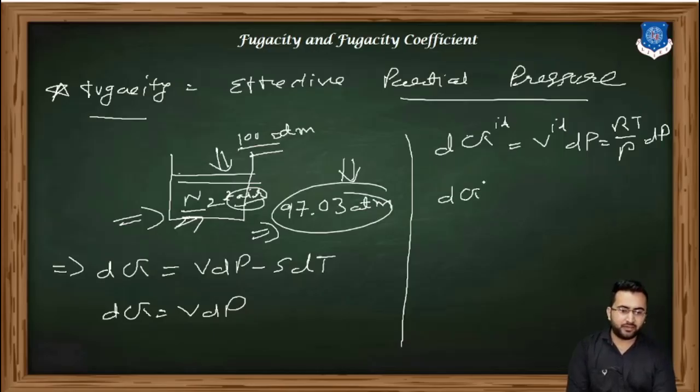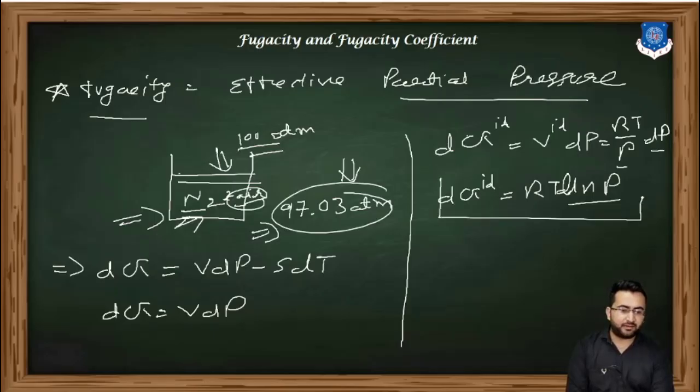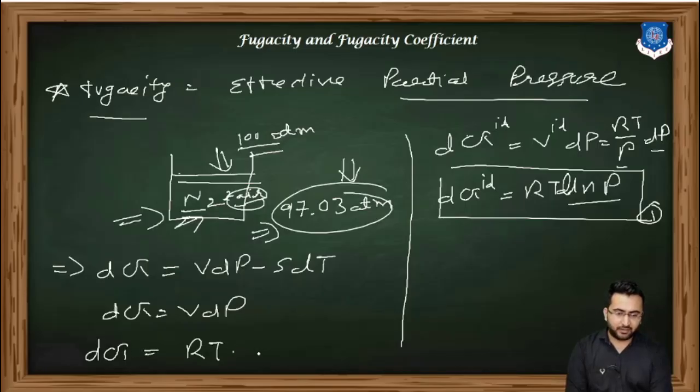So dG ideal is equal to RT into dP upon P, and this dP upon P becomes d ln P. So the equation becomes dG ideal is equal to RT into d ln P. This becomes our equation number 1, which is given for the ideal gas. For a real gas, the change in Gibbs free energy can be denoted by dG is equal to RT into d ln f, where the pressure is replaced by the fugacity for the real gas.